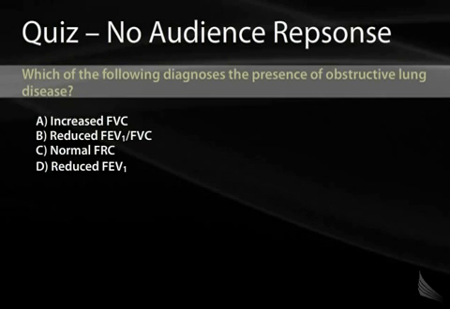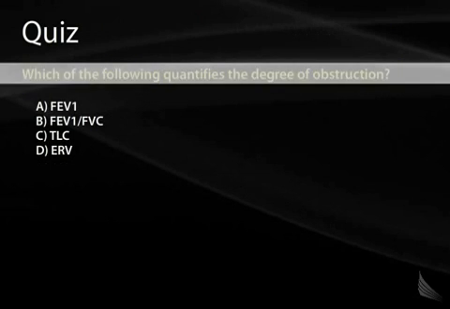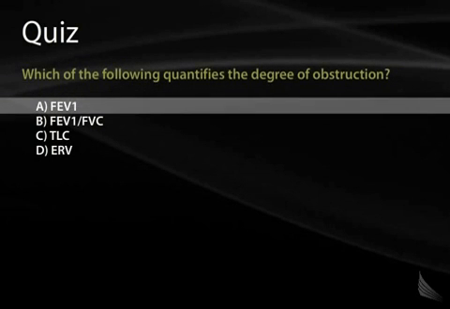Which of the following diagnoses the presence of obstructive lung disease? A reduced FEV1 to FVC ratio. You guys should have this down cold by now. Which of the following quantifies the degree of obstruction? A low FEV1, how low the FEV1 is. Answer A. So if you had 2 patients with the same FEV1 to FVC ratio, the patient with the lower FEV1 obviously would be worse off.